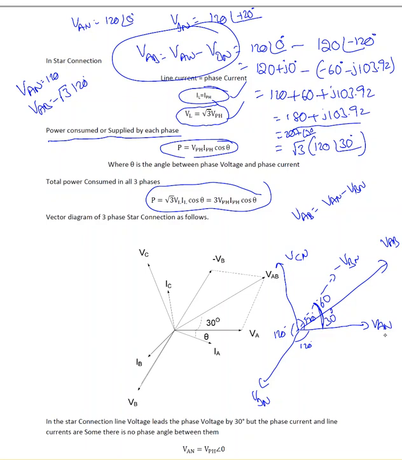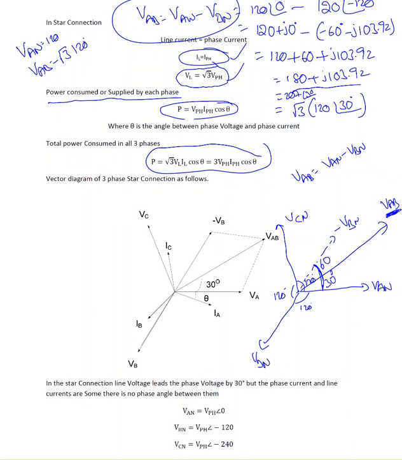So when you look at VAN and VBN, VAB is 30 degrees in front of VAN. In engineering terminology, we say VAB is leading VAN by 30 degrees. So in star connection, line voltage leads the phase voltage by 30 degrees. That's where this 30 degrees came from. But the phase current and line current are the same, so there is no phase angle between them.